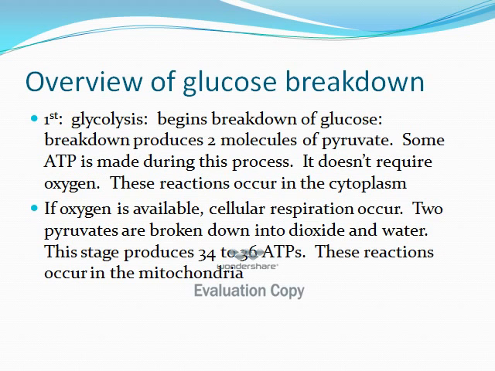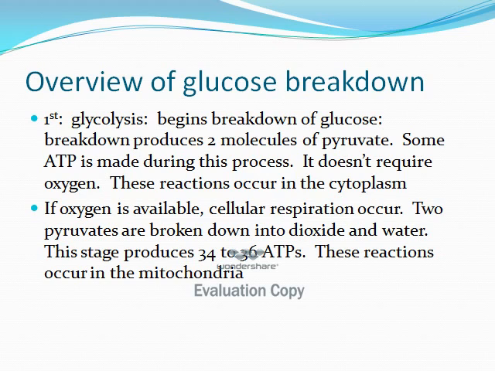So the written overview of glucose breakdown, I'm going to just talk about bullet 1 for this test, glycolysis. It begins with the breakdown of glucose. When glucose is broken down, one of the end products is two molecules of pyruvate. A little bit of ATP is made during the process of glycolysis, but not a lot of ATP.